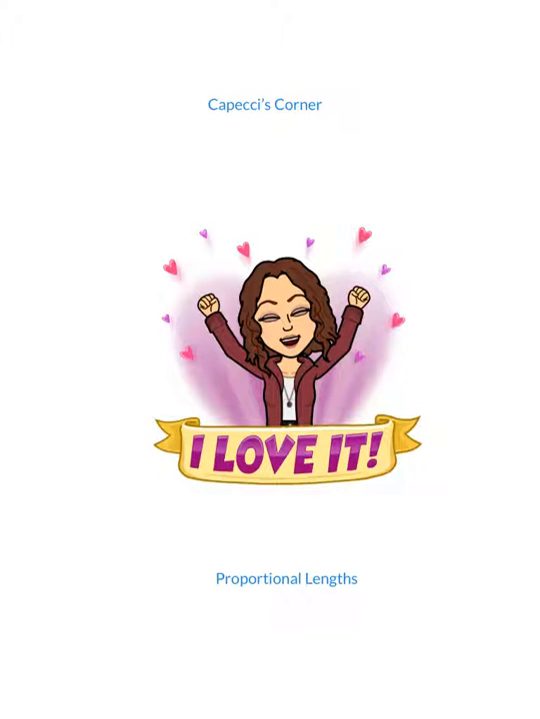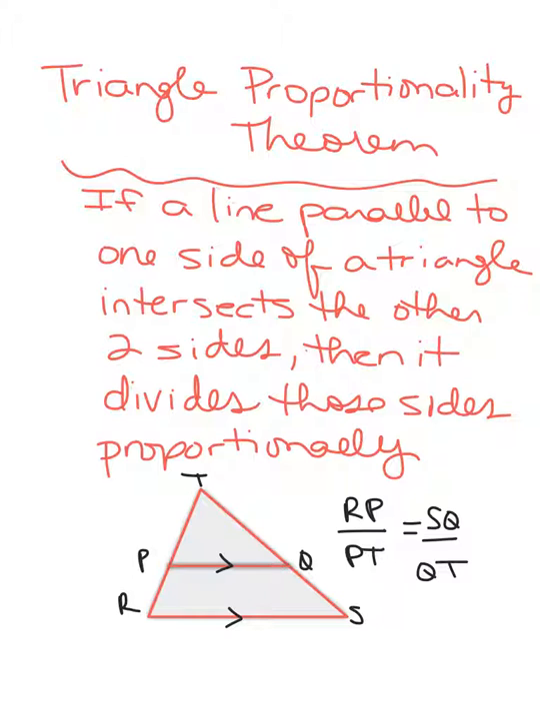Today in Capechi's Corner, we're going to look at proportional lengths. In our first theorem, we're going to look at the triangle proportionality theorem. And what it says is if a line is parallel to one side of a triangle and intersects the other two sides, then it divides those sides proportionally.